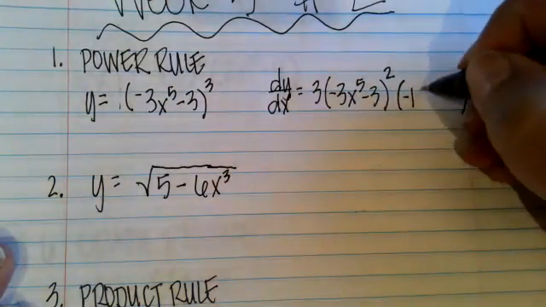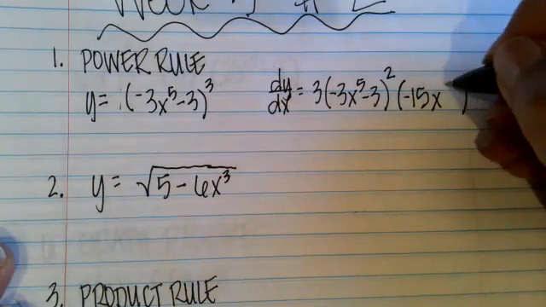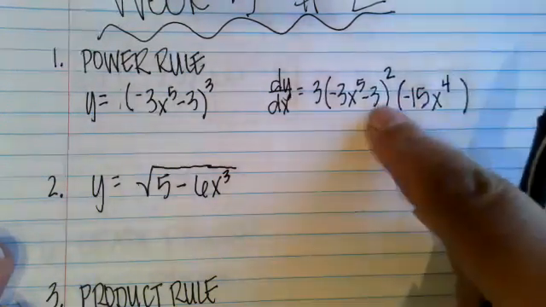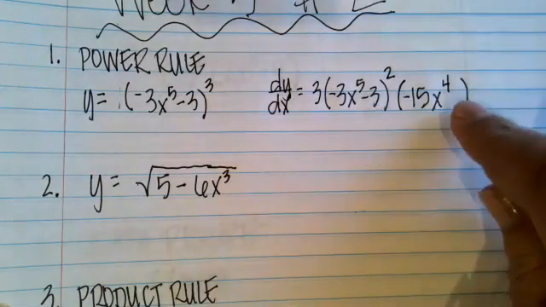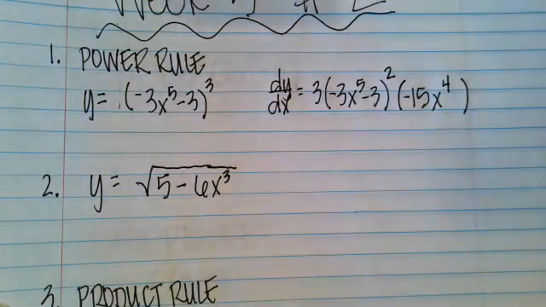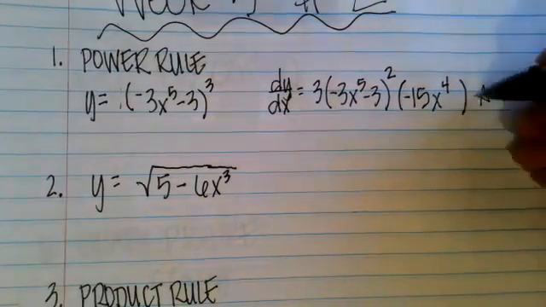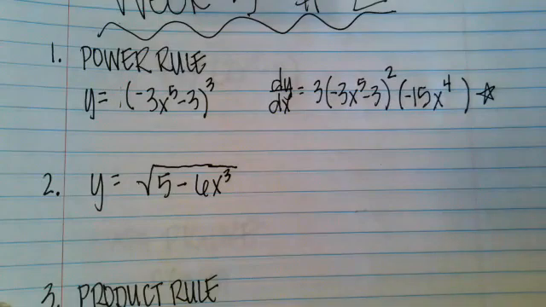So that would be negative 15x, and then decrease that by 1. And then you would do the derivative of that, but it's a constant, so it's just 0, and we don't usually write plus 0. So I would just leave it like that. And that's the answer that I personally enter into Newton, and it is correct.